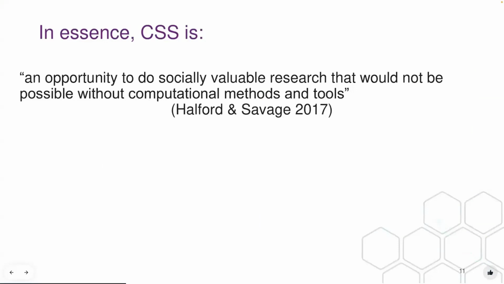And here we have a nice little quote, which says, in essence, CSS is an opportunity to do socially valuable research that would not be possible without computational methods and tools. So by this, I mean that we couldn't, for example, manually scan, let's say, years of police recorded statistics if we wanted to try and understand how crime rates have changed over the last 10 years. This physically wouldn't be possible to do manually.